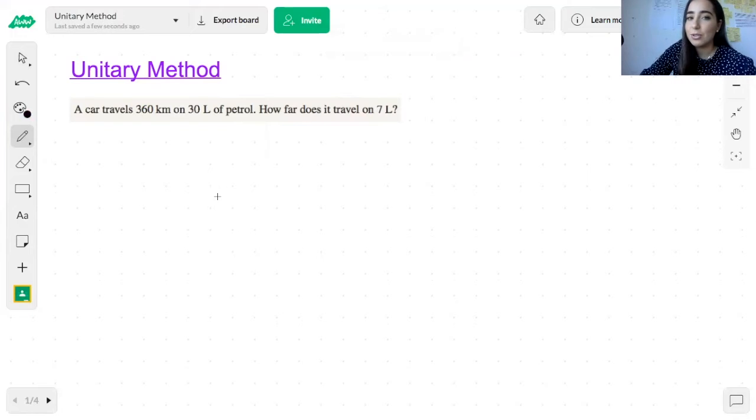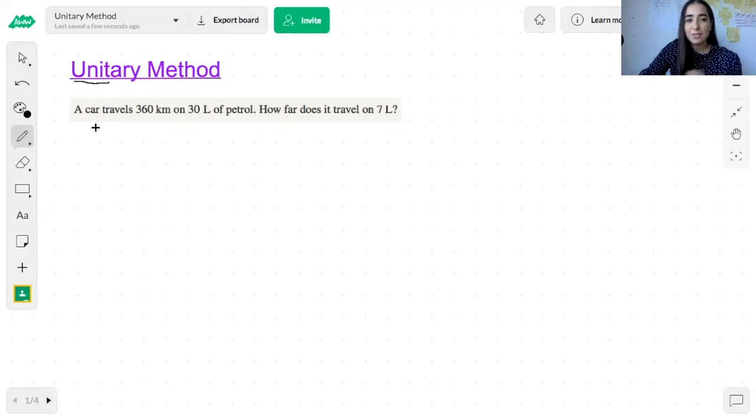So the way in which you use the unitary method, it's pretty much in its name. So uni, this prefix means one. So whenever you're using the unitary method, you always want to reduce something to one part, right? Or you want to relate a quantity to one part. And from there, you can find whatever you need to find. So it's a bit of a long-winded explanation, but let's look at an example.